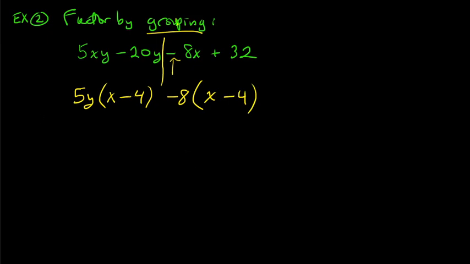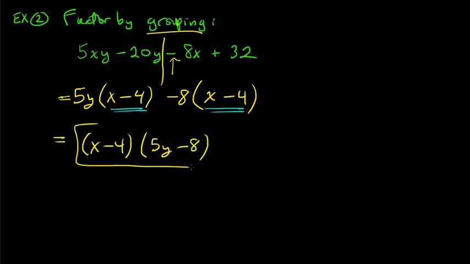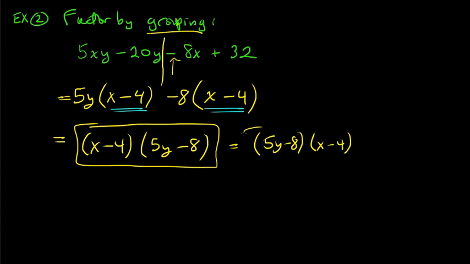Makes sense? So now we see we have a common factor of x minus 4. So that's the next thing we want to factor out, x minus 4. What does it multiply? It multiplies the 5y and the negative 8. And that's it. Again, if you prefer 5y minus 8 times x minus 4, that's okay with me. Same thing.